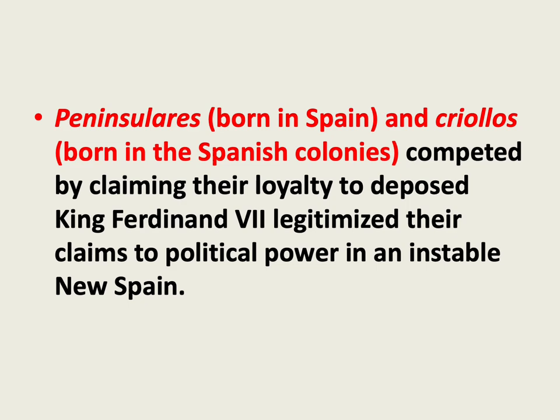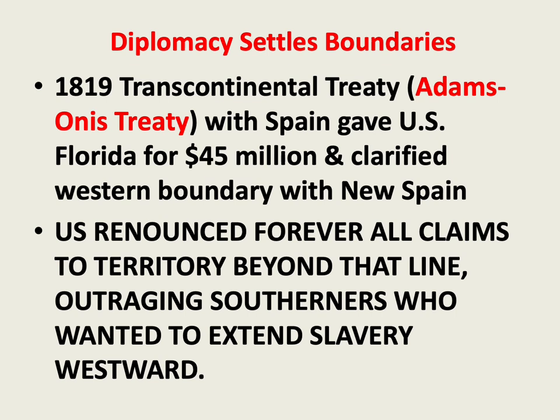Well, before we get to the Mexican Revolution, let's look quickly at the boundary between Spain and the United States. Well, that was settled in 1819 in the famous Adams-Onis Treaty. Those are the people from the United States and Spain who signed it. It's also called the Transcontinental Treaty. So Spain gave Florida to the United States in return for a $45 million payment, because the United States very much wanted Florida. Spain hadn't really colonized it much.